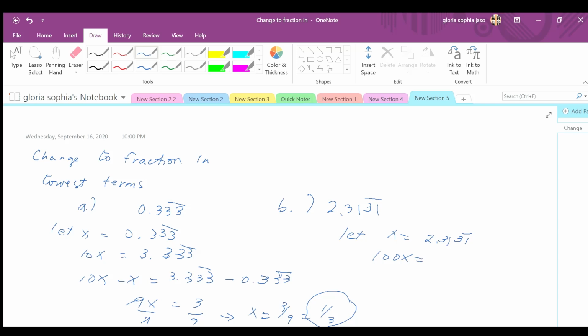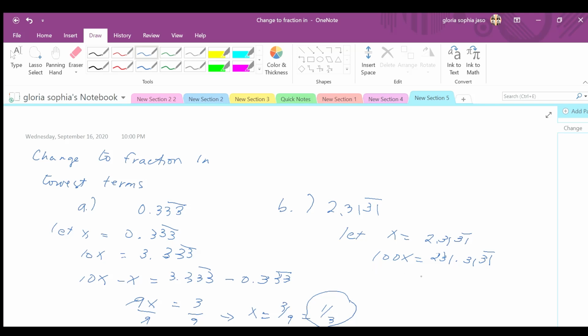So, 100x. Why 100 class? Because there are two numbers here that are repeating. So 0.31. So that to eliminate this, we have to multiply it by 100. Okay? So multiplying it by 100, we will have 231.3131. Notice that if we subtract this 231 minus 2, so this part will be eliminated.